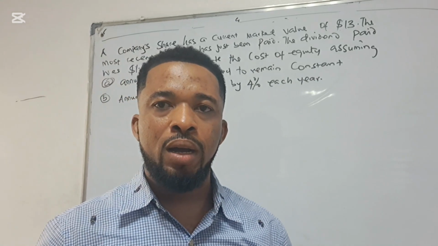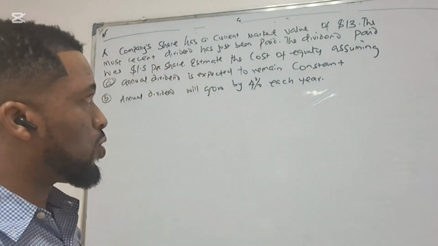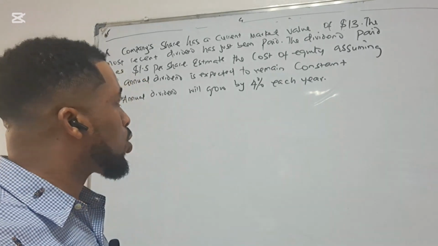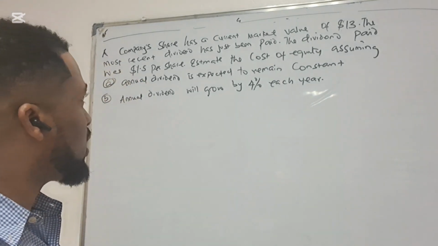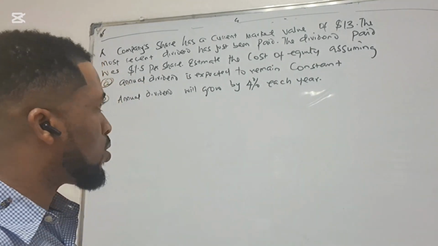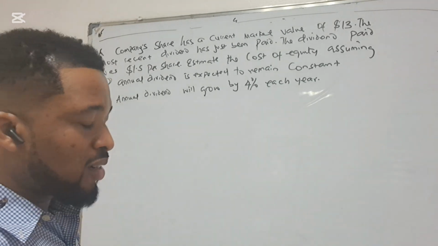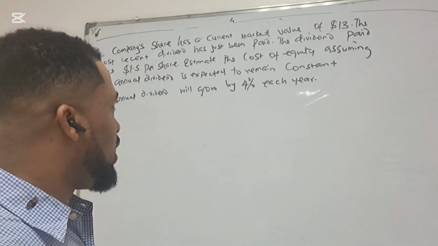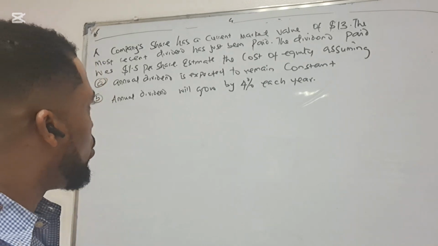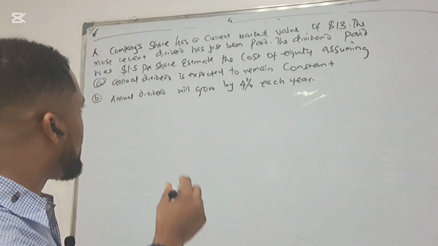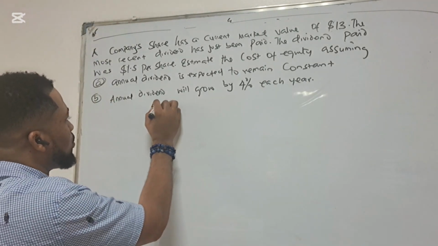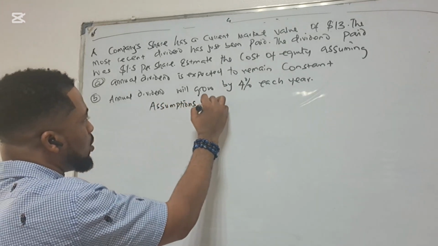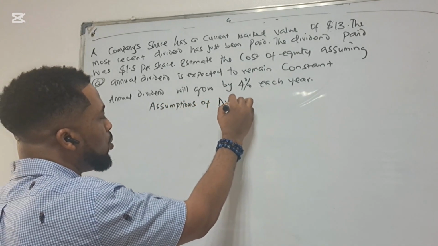Okay, so welcome back. We'll be looking at this short illustration. In our last class, we were trying to look at how to calculate cost of equity. And the first thing we're looking at is how to calculate cost of equity, and we are trying to look at the DVM, dividend valuation model. But before then, we need to look at the assumptions of the dividend valuation model.